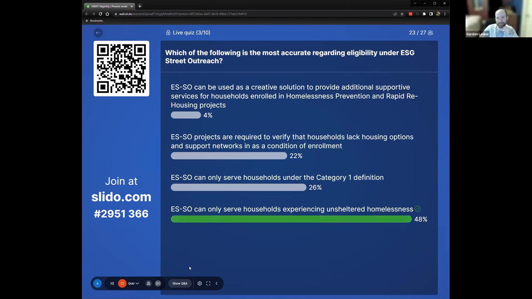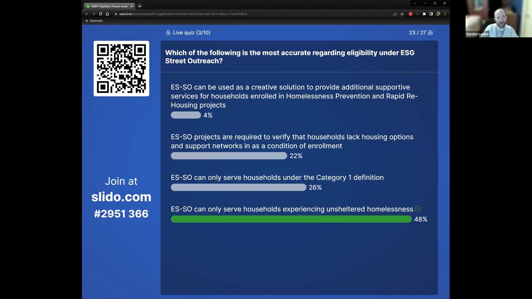just about half of you were correct that ESG street outreach can only serve households experiencing unsheltered homelessness. It does seem like can only serve households under the Category 1 definition is correct. Technically, yes, but the way that's worded in a way to make it tricky. The core eligibility criterion is Category 1, but Category 4 is also part of its service pattern. ESG street outreach projects are not required to verify that households lack housing options and support networks as a condition of enrollment. Emergency shelter street outreach has a much lower barrier of verification. So there you go. There you have it.